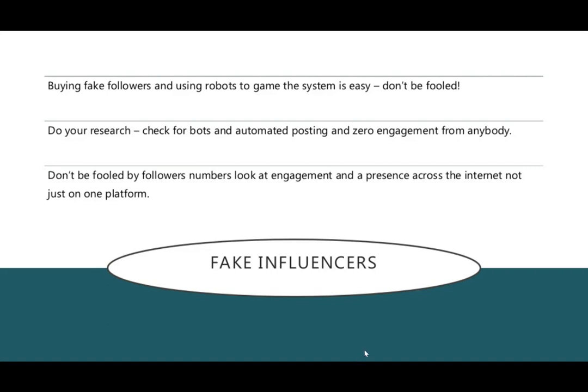Fake influencers, unfortunately, is a problem. People can buy fake followers. They're using robots to game the system. So don't be fooled. Do your research. Check for bots, automated posting, and zero engagement from anybody. That's the quickest way to tell. If someone has 1 million followers on Instagram, but they're only getting 10 or 50 or 100 likes, go look at the likes. See if it's genuine people or just bots, or look at their engagement or the comments, if it's true comments or just bot comments. Just little things like that. You can quickly identify if someone has got bots and fake followers.